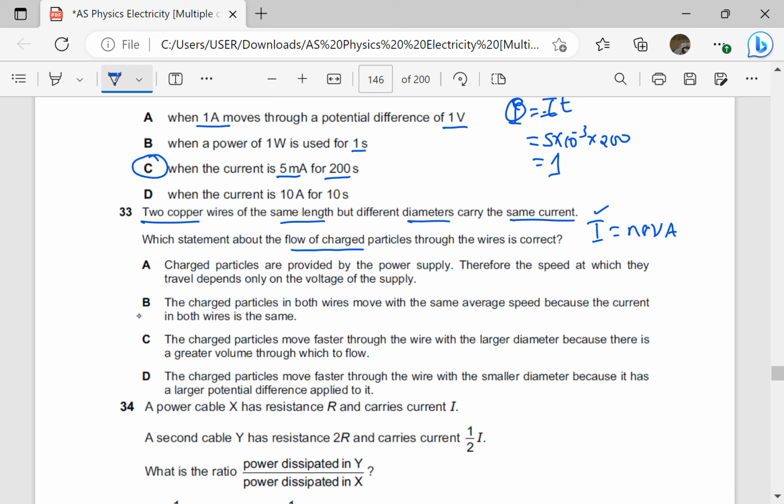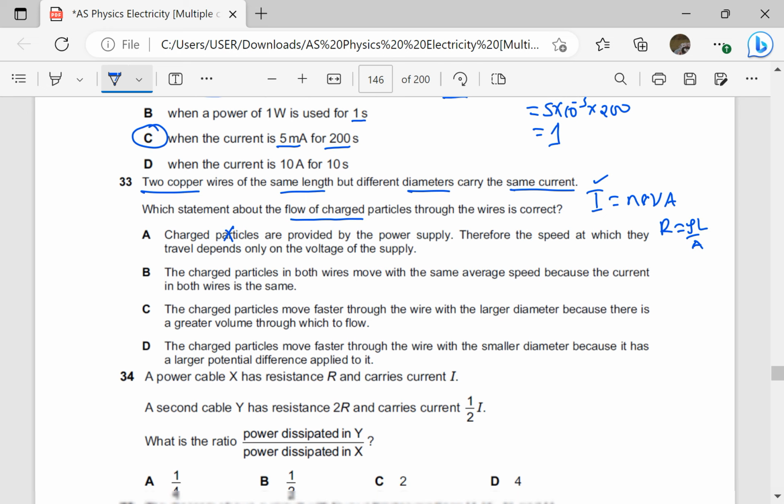We also note that resistance is equal to rho L over cross-section area. So let's see the alternatives which are there. Charged particles are provided by the power supply. Therefore, the speed at which they travel depends only on the voltage of the supply. Charged particles are already there in the metal conductor.